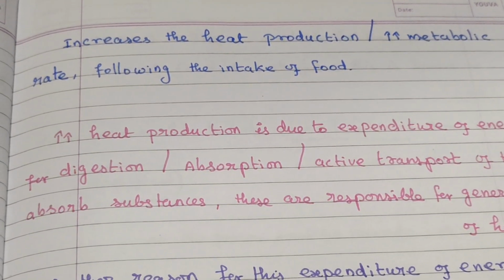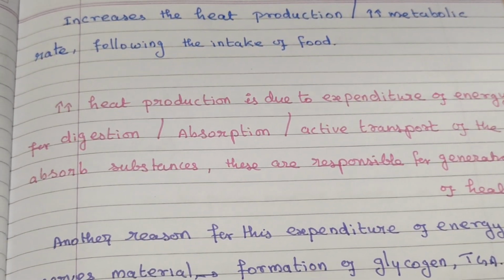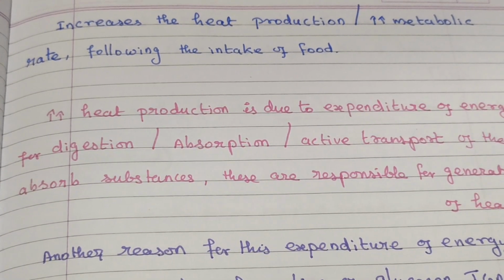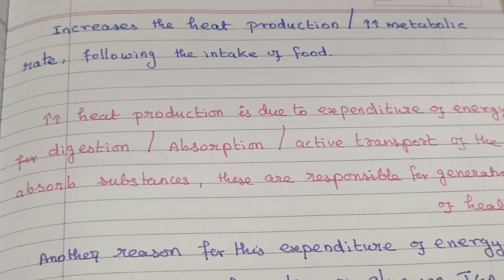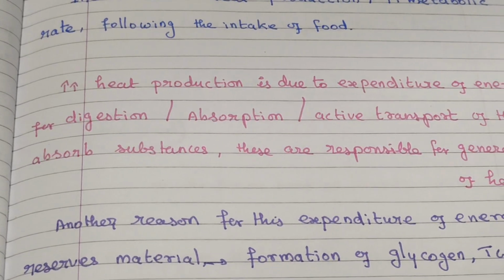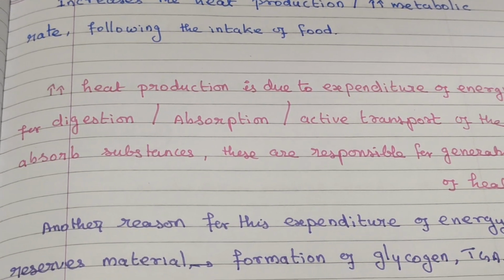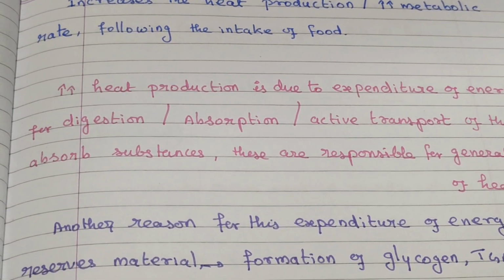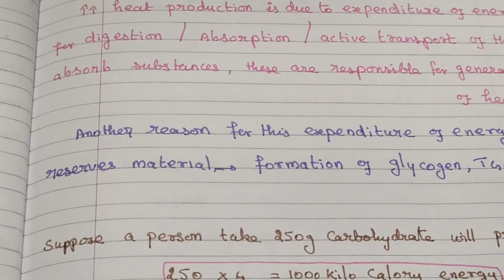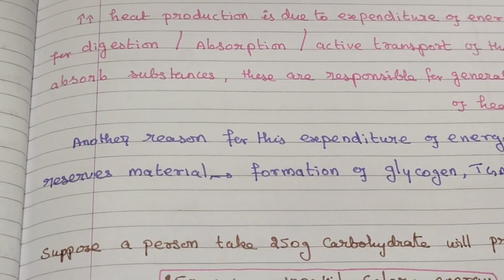Now, this increased heat production is due to expenditure of energy for digestion, absorption, or active transport of absorbed substances. These are responsible for the generation of heat: digestion, absorption, and active transport of the products of that digestion.